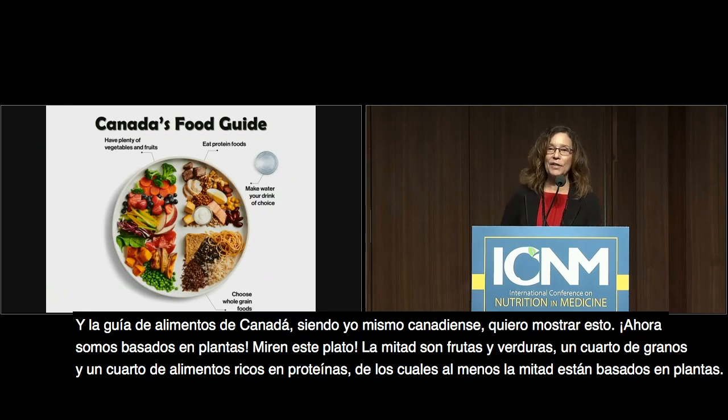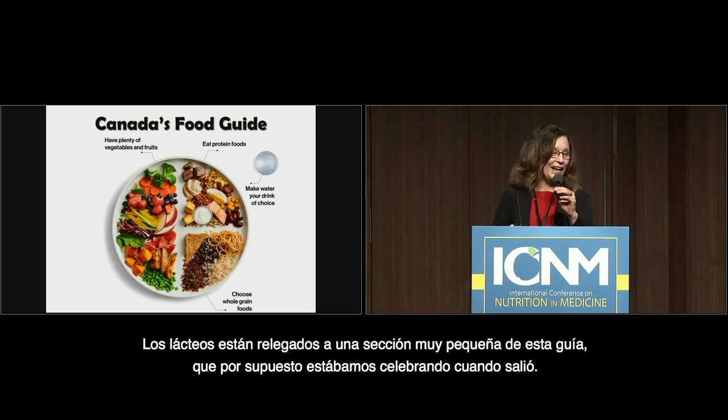And Canada's Food Guide, being a Canadian myself, I want to show this off. We've gone plant-based. Look at this plate. It's half fruits and vegetables, a quarter grains, and a quarter protein-rich foods, but at least half of which are plant-based. And dairy's relegated to a very small section of this guide, which, of course, we were celebrating when it came out.